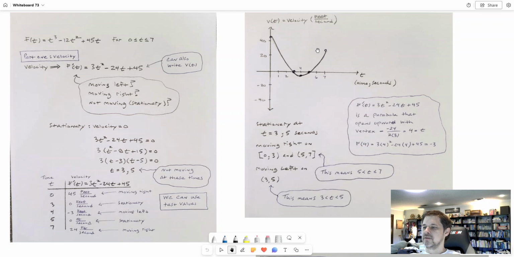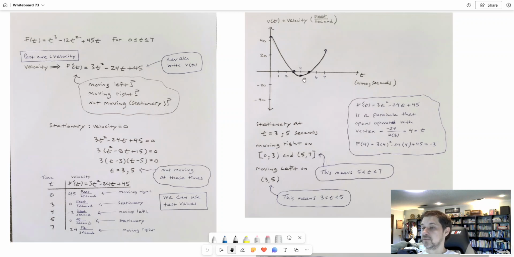So what does positive velocity mean? It means you're moving towards the positive numbers, which is to the right in this case. So it's moving right on these intervals. These are intervals. These aren't ordered pairs. These are not points on that graph. If I write parentheses 5, 7 bracket, that means a time interval where t is more than 5, but also less than or equal to 7. Those are called intervals.